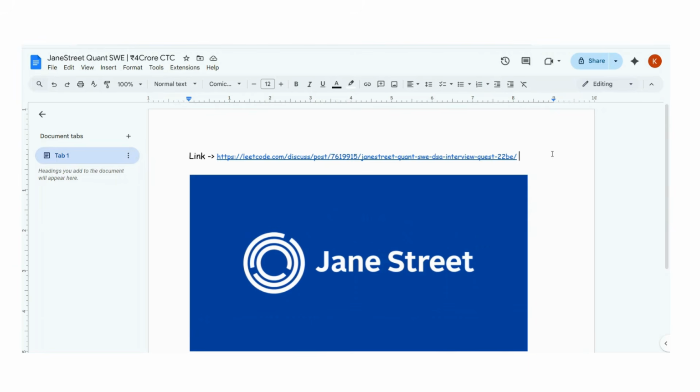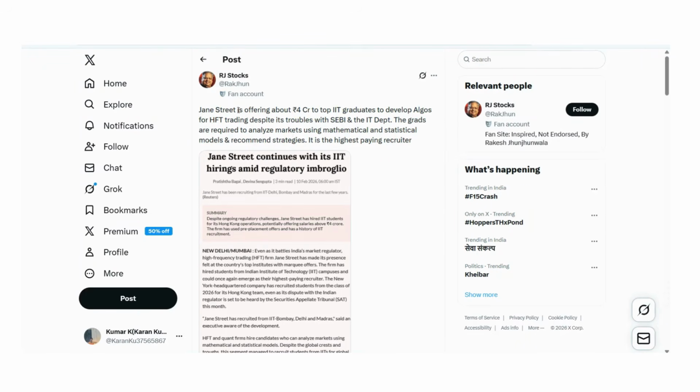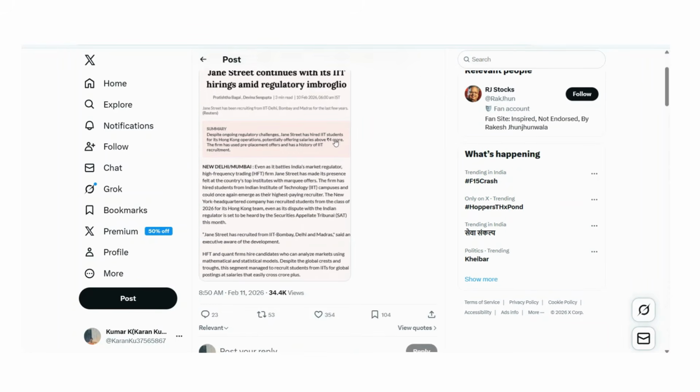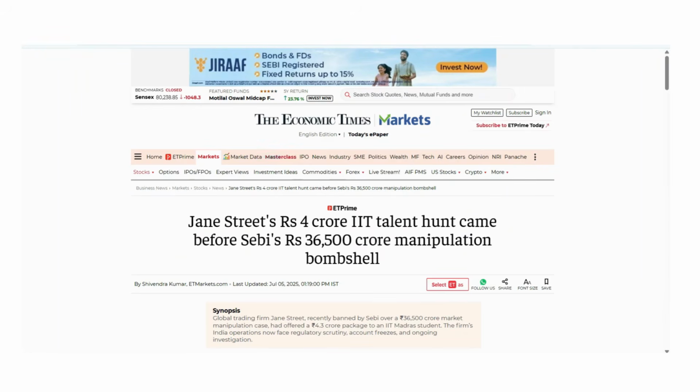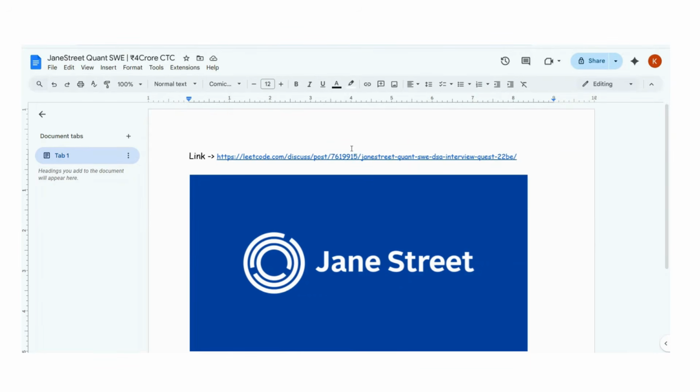Hello guys, Jane Street offers a CTC of 4 crores in INR for their quant software engineering roles for freshers in India. We can see that recently Jane Street is offering about 4 crore to top IIT graduates to develop algos for HFT trading despite its trouble. You can see the news here also. So Jane Street does offer a package of 4 crores.